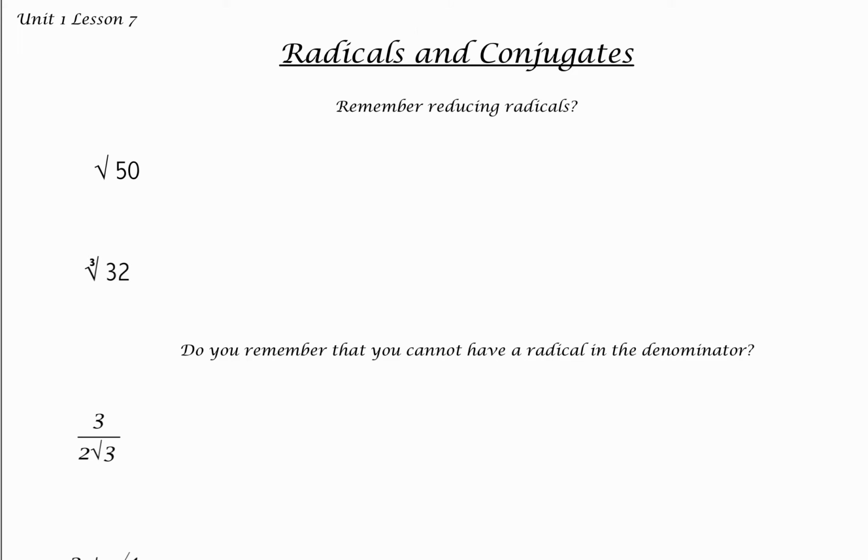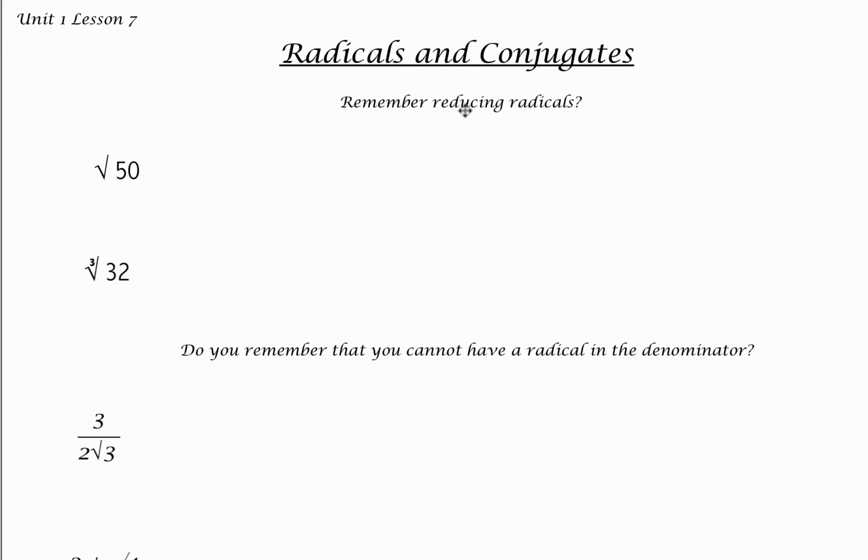Unit 1, Lesson 7 brings about radicals and conjugates. Well, what's a conjugate? We'll get to that in a second, but we're going to talk about radicals because Chapter 1 is all about polynomials, which just means multi-termed expressions. So we've got to look at everything that can be put into a mathematical expression. So we're going to step back a little bit here and remember what we do with radicals.